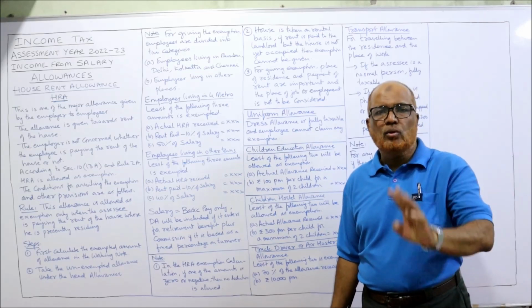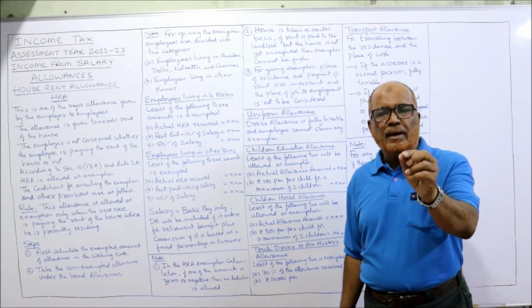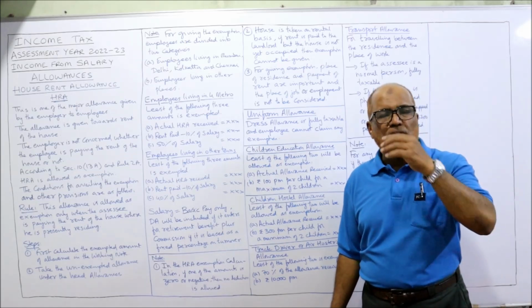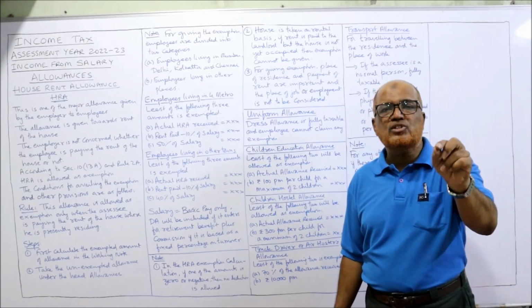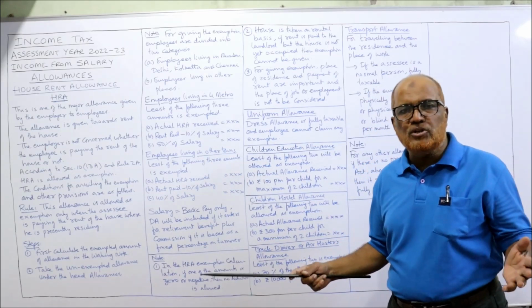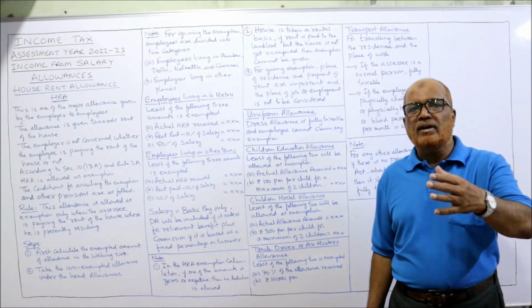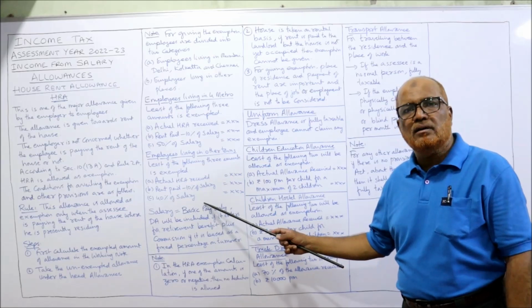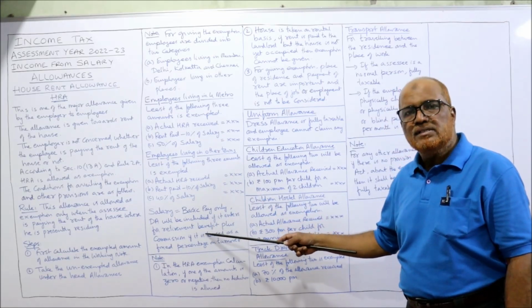So three things will be included in salary: basic pay, plus DA if it enters for retirement benefit, plus commission if it is based on a fixed percentage on turnover. Suppose commission is not there, don't take commission. If DA is not given as entering for retirement benefit, don't take DA, only basic. So this is the meaning of the term salary.